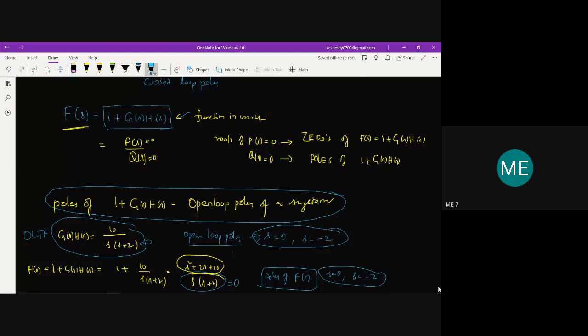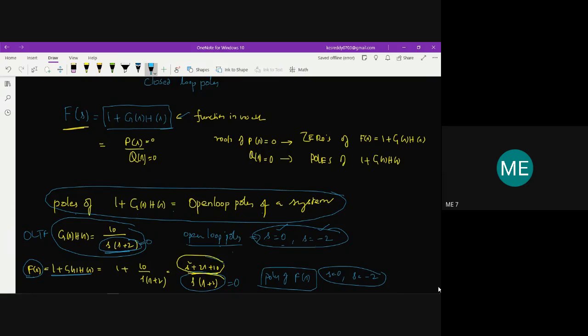So poles of 1 plus G(s)H(s) will become the open loop poles of a system. That is what I have explained with the example: the open loop transfer function is given as G(s)H(s) equal to 10 by s into (s plus 2), where if I find the open loop poles by equating the denominator to 0, s is equal to 0 and s is equal to minus 2. These roots are called open loop poles. Similarly, I have defined F(s) as 1 plus G(s)H(s), so I have taken 1 plus 10 by s into (s plus 2).